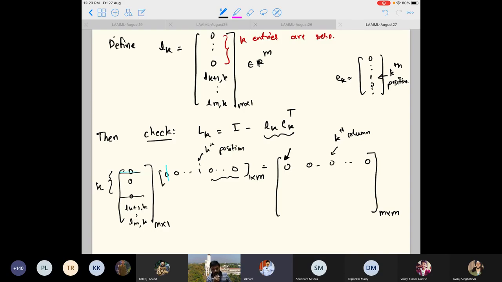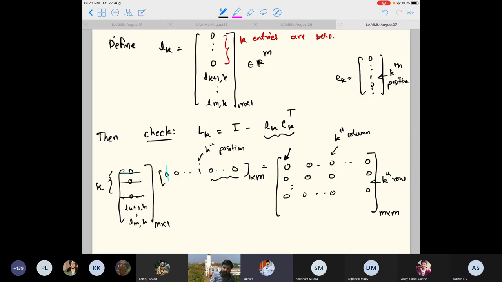What is going to happen in the second row? You tell me. You have a 0 here and you are multiplying, so you will get the same thing, right? So 0, 0. What is going to happen in the kth row? So this is your k. Again, the kth row will be all zeros, right? What is going to happen in the k plus 1th row?